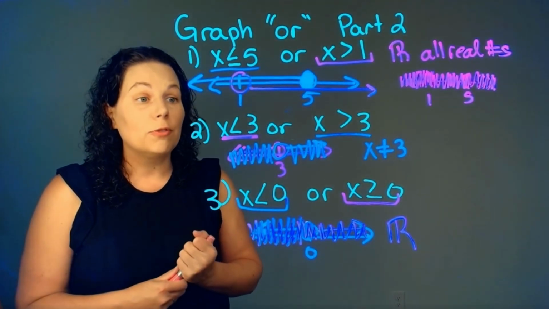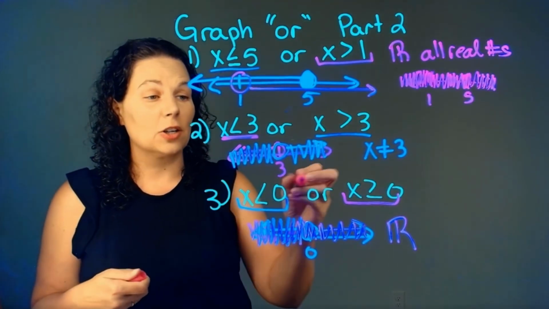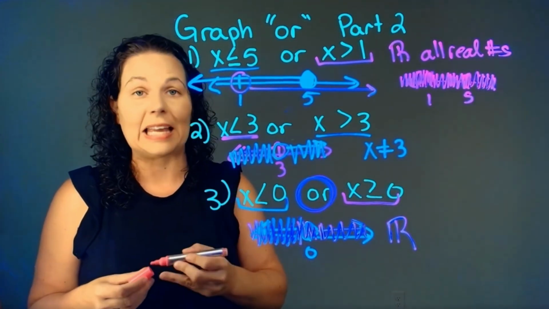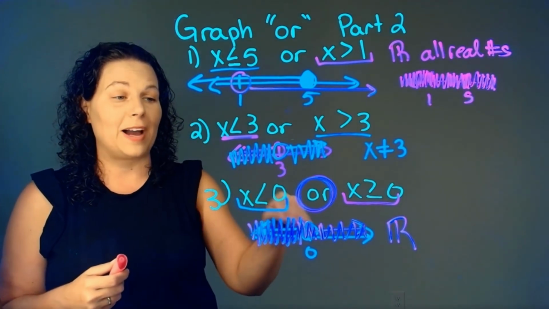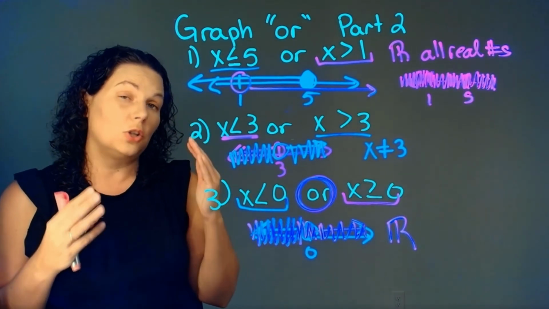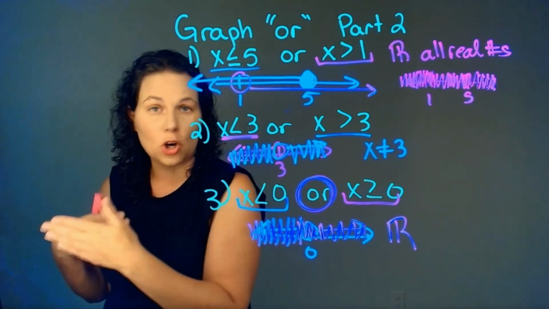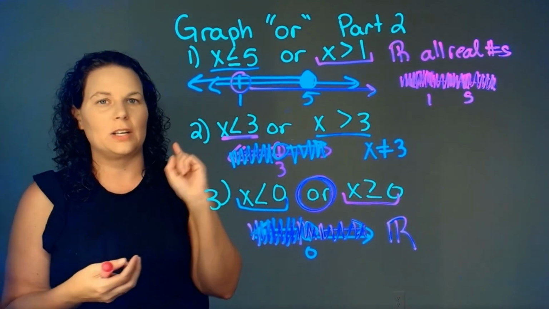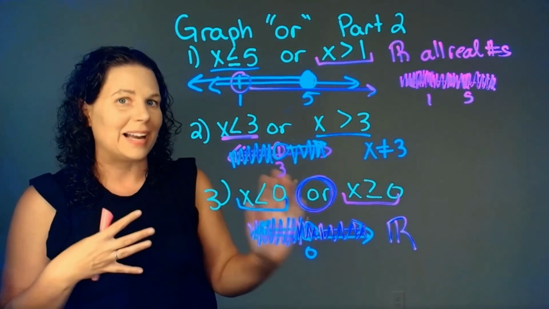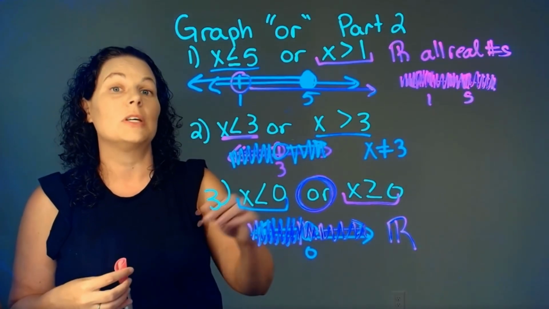Be careful. Take a highlighter, circle the or, the and, underline it, do something so that it stands out, so that when you're looking at your final answer, you know what to look for. For and, I need them to overlap. For or, it does not matter if they overlap. If it got shaded once or twice, it is part of my answer because it makes the statement true.